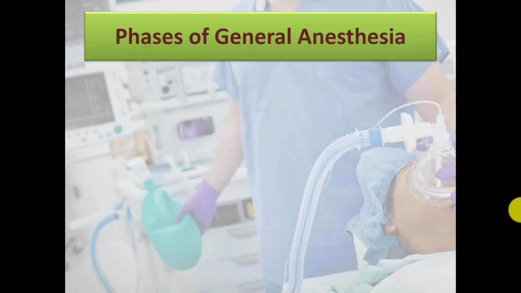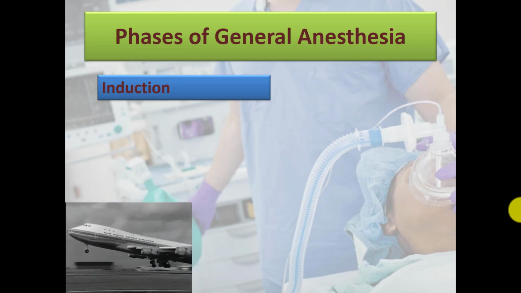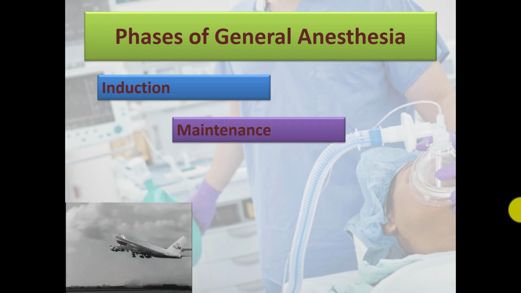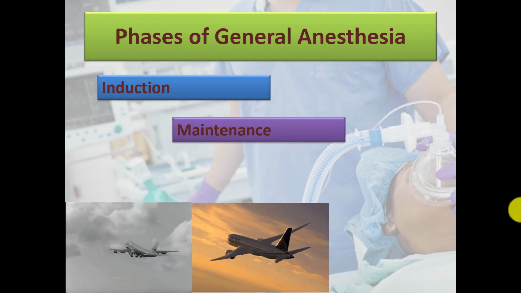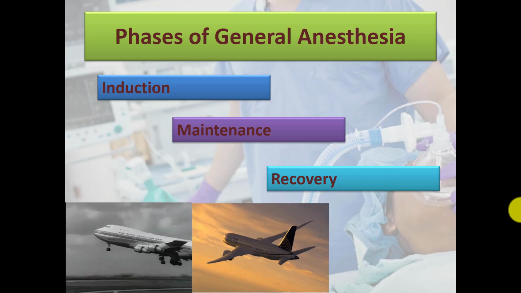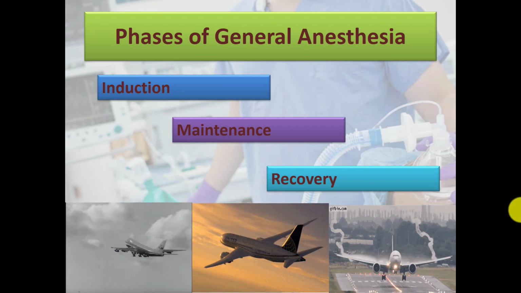Phases of general anesthesia. There are 3 distinct phases of general anesthesia. Number 1 is the induction. Induction is just like to start the process. The maintenance is how to maintain the anesthesia for the duration of the surgery, and recovery, as you can understand, is the reversing of the effects of anesthesia.